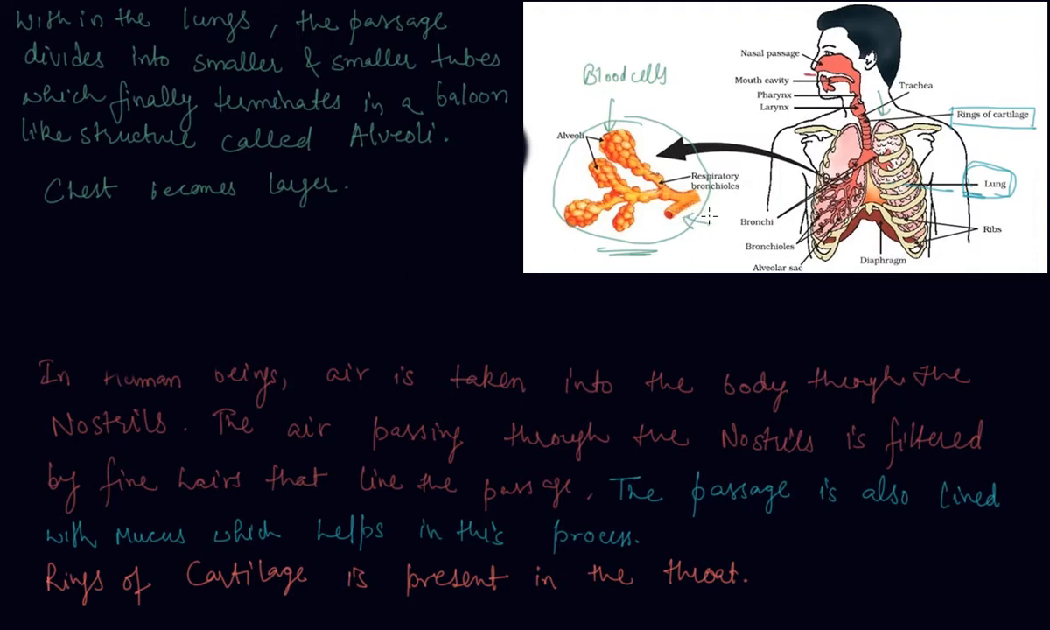The blood brings carbon dioxide from the rest of the body for release into the alveoli, and the oxygen in the alveolar air is taken up by the blood. So the oxygen we inhale is taken up by the blood in the alveoli, and the carbon dioxide from the rest of the body comes into the alveoli and is then transported back to the outer world.